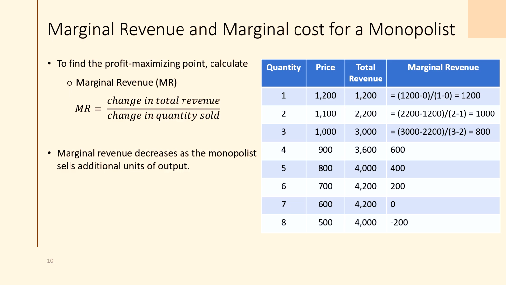And this shows an important pattern. Marginal revenue decreases as output increases. Eventually, selling more output can reduce total revenue.